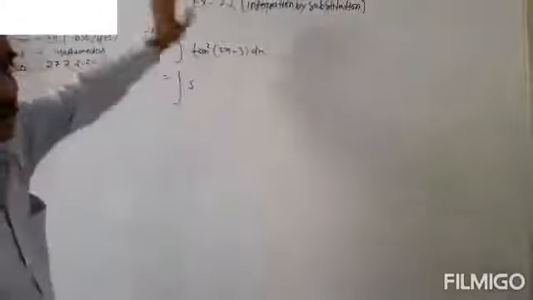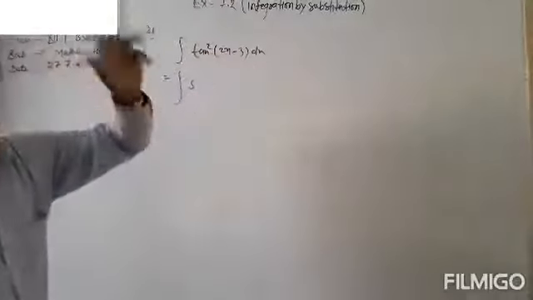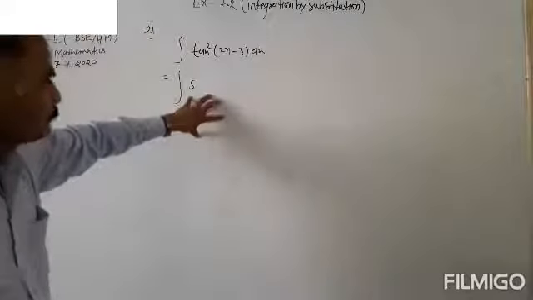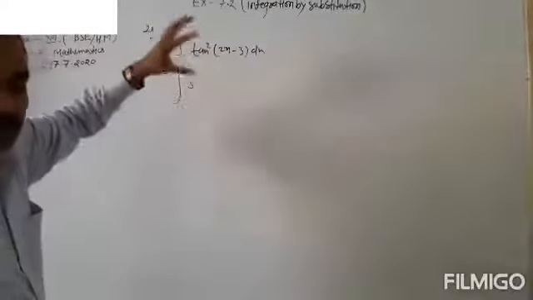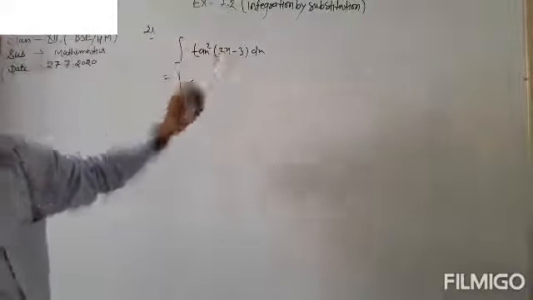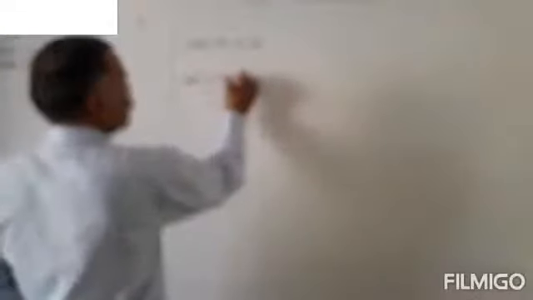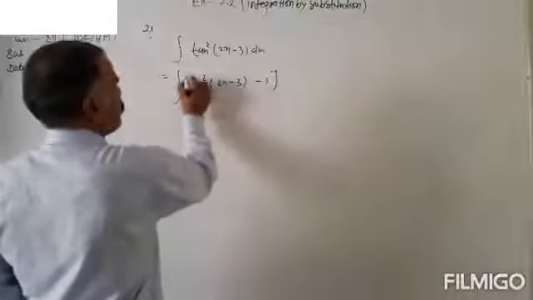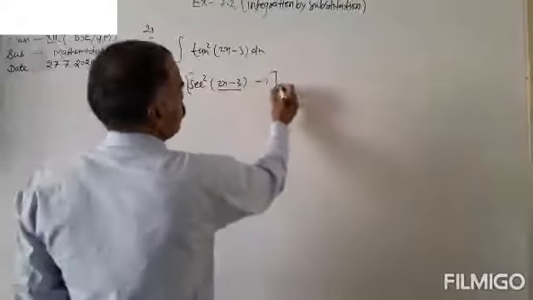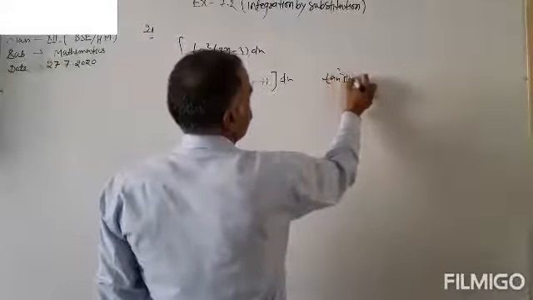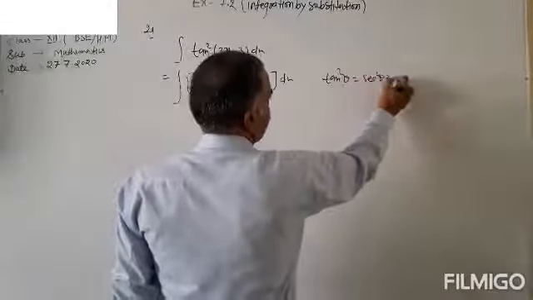Now there is no integration of tan square x directly. So what do we have to do? We have to change it into sec square x minus 1 dx. Tan square theta is equal to sec square theta minus 1.